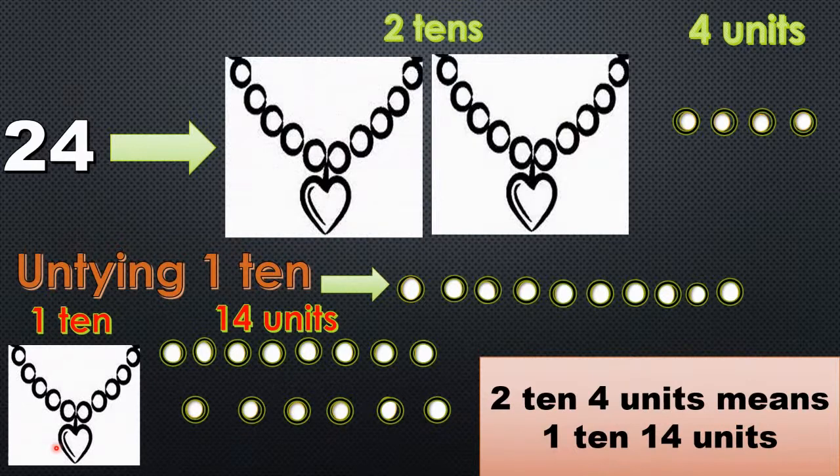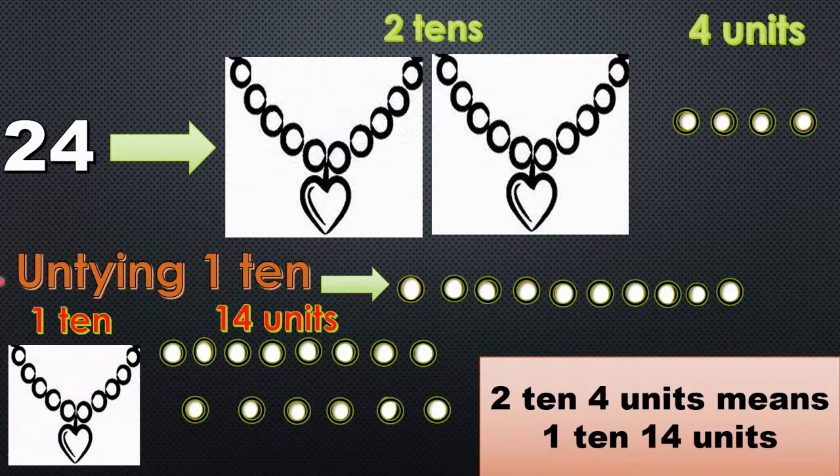Let's see another example. Here the number 24 is given, and 2 necklaces. Each necklace has 10 beads. 1, 2, 3, 4, 5, 6, 7, 8, 9, 10. So 10 plus 10 is equal to 20. It means 2 tens. And here 1, 2, 3, 4 beads means 4 units.